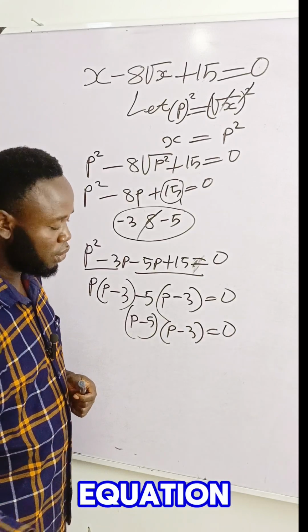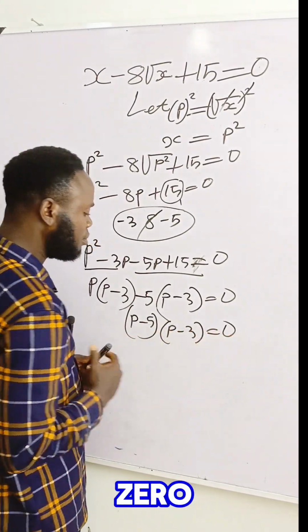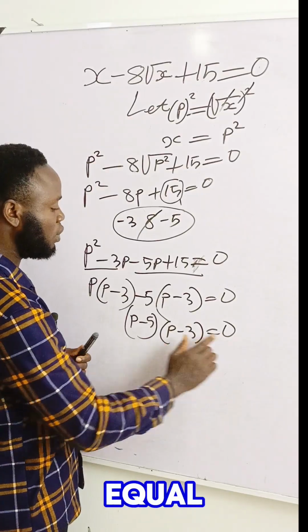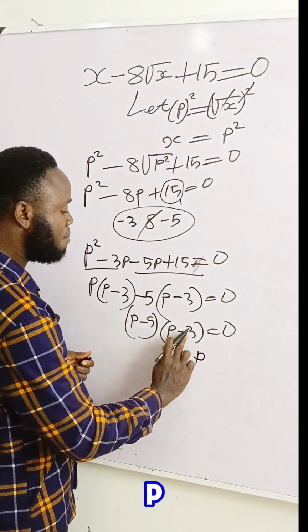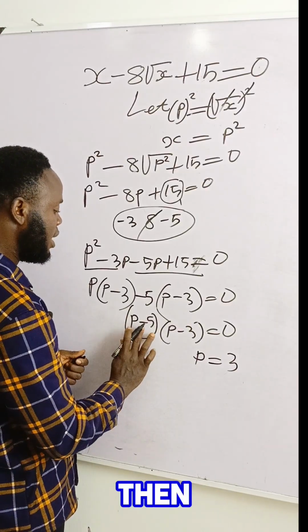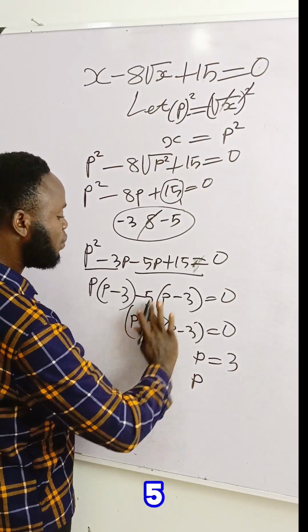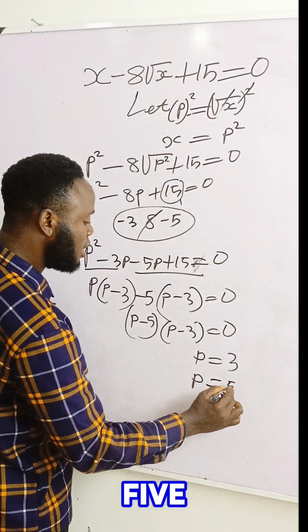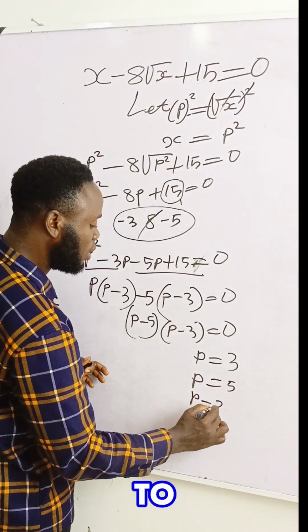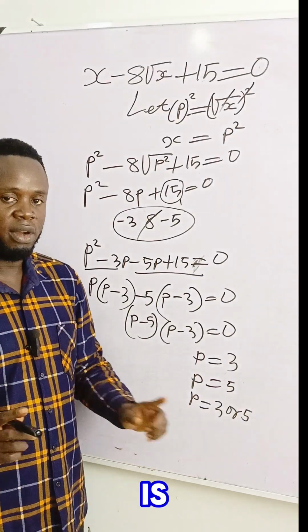Then in a quadratic equation, either this is equal to 0 or this is equal to 0. If p minus 3 is equal to 0, it means that minus 3 will cross out of equality and become plus 3. Then this one, p minus 5 will cross out of equality and become plus 5. And therefore our value of p is equal to 3 or 5. So 3 or 5 is our value of p.